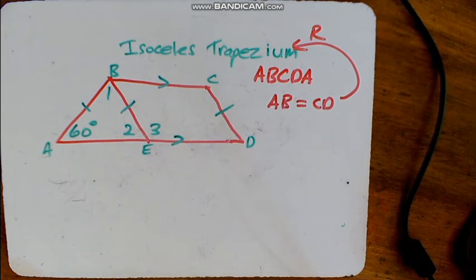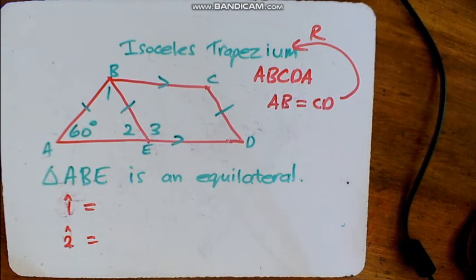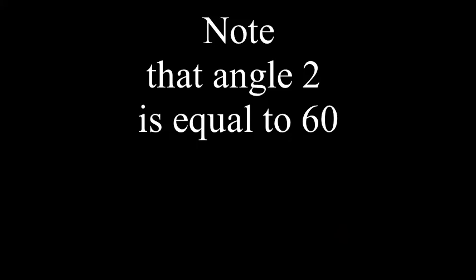But what triangle is triangle ABE? Angle 1 is equal to 60, isosceles triangle. So because angle 2 is equal to 60, isosceles triangle, 180 minus 60 will also give us 60. So therefore, since all angles are 60, it has to be an equilateral triangle. Right, now we're looking at angle 3.